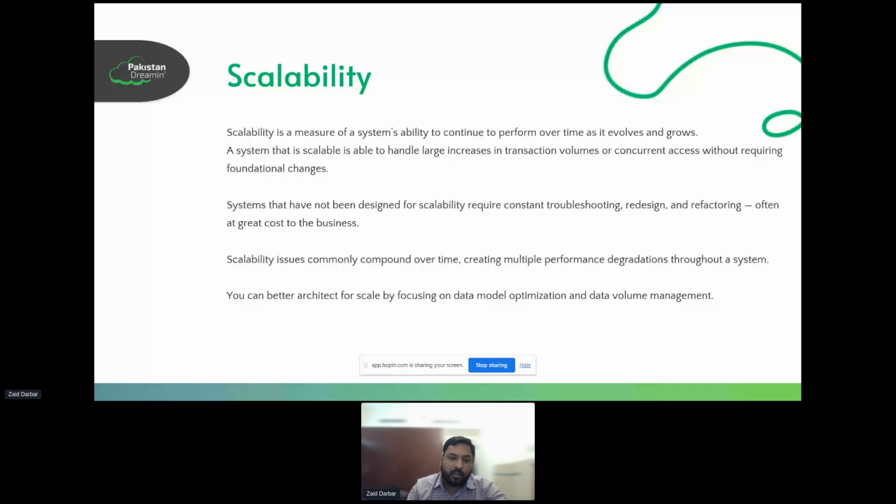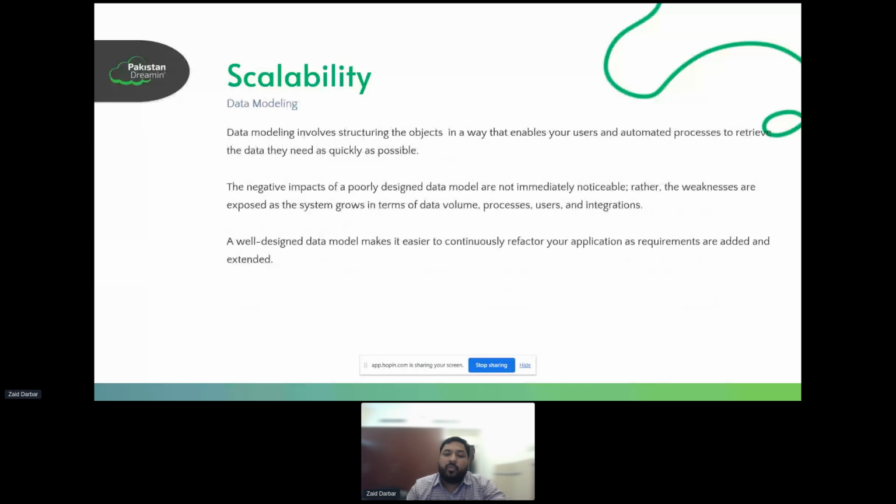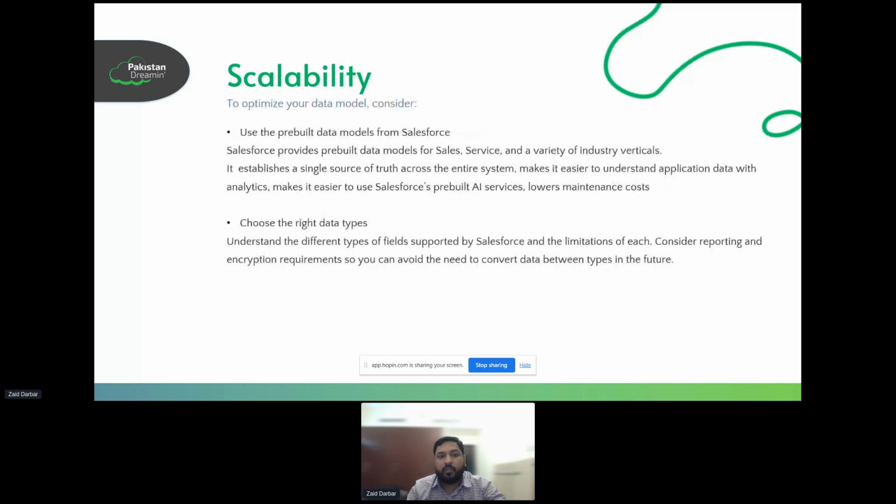You can better architect for scale if you focus on data model optimization and data volume management. Those two are keys. So data modeling is, as I said, don't make redundant data, don't grow it unnecessarily. If you can keep it simple, that will eventually help you, or else you'll have to use indexing or scaling and things like that. So use out of the box as much as you can.